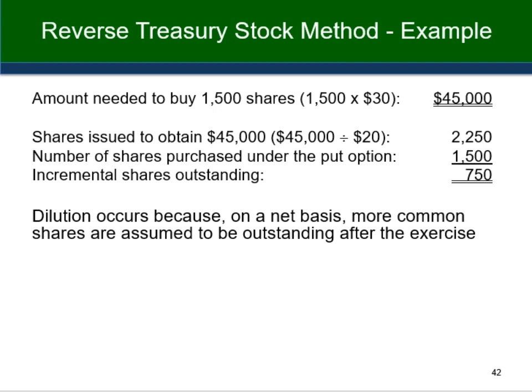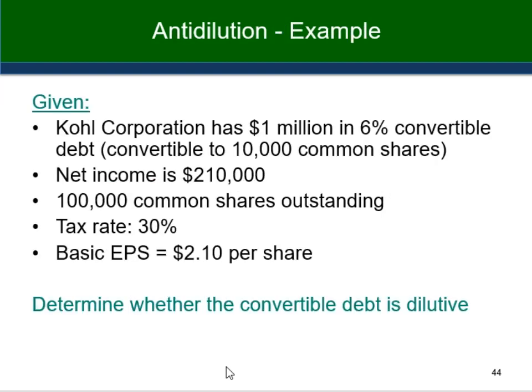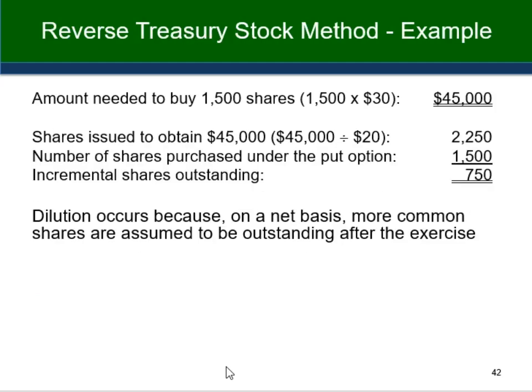Contingently issuable shares are also potential common shares. So there's a possibility. Those would be things like employee stock options and management stock options, as we talked about. The idea of anti-dilution, we should talk about that.